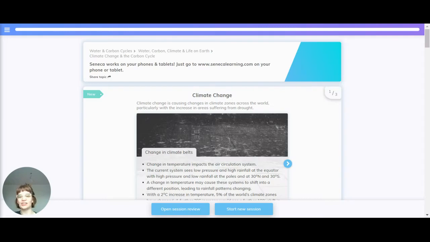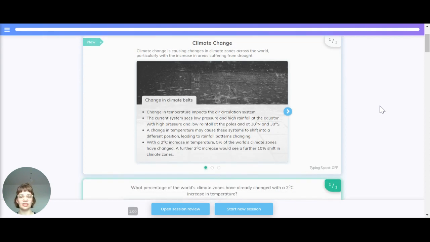Hey there, let's take a look at climate change and its impacts on the carbon cycle. Climate change is causing changes in climate zones across the world, particularly with the increase in areas suffering from drought. Changing climate belts. Changes in temperature impact the air circulation system.